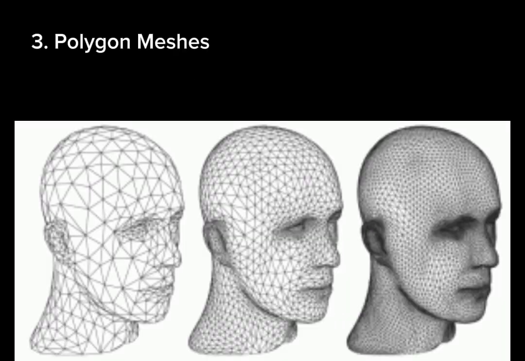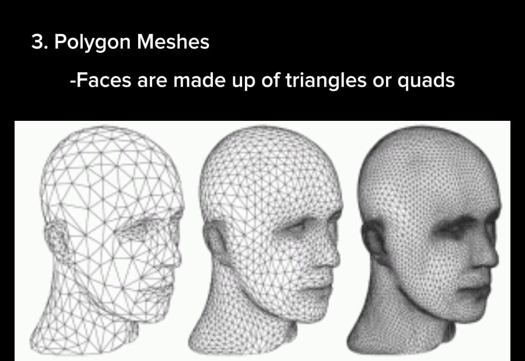Number 3. Polygon meshes. The most common type of mesh is a polygon mesh, where the faces are made up of triangles or quads. Polygon meshes are widely used because they are relatively simple to process and render, and they can approximate complex shapes effectively.